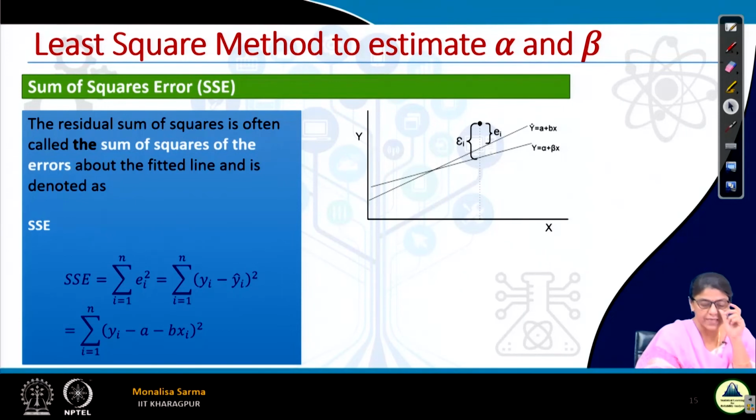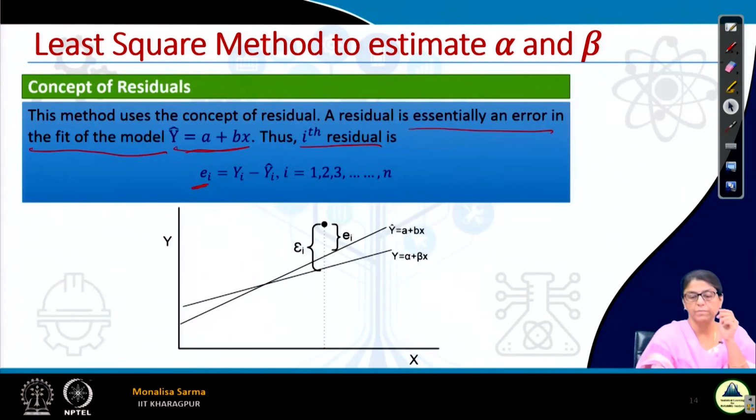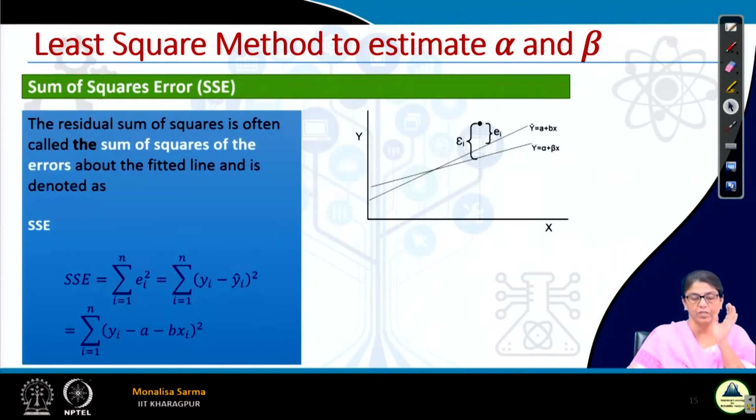So SSE is nothing but the summation of all e_i squared. What is e_i? e_i is y_i minus y_i cap, actual value minus predicted value. Similarly for each x_i, I will get an actual value and a predicted value. And what is y_i cap? y_i cap is A minus B x_i. That's what we have predicted, using the values of alpha and beta. So this is my SSE.